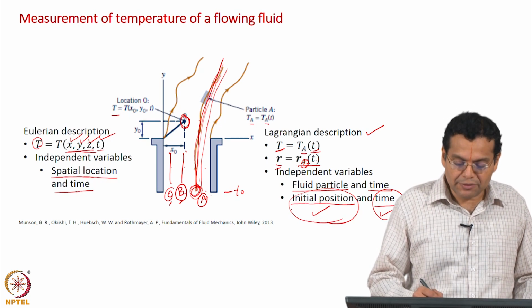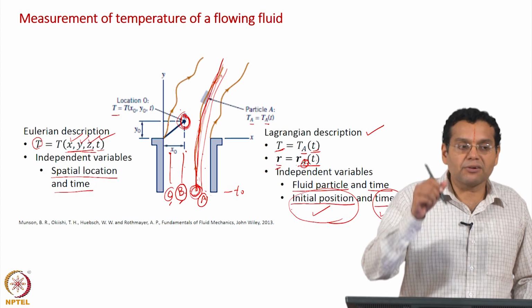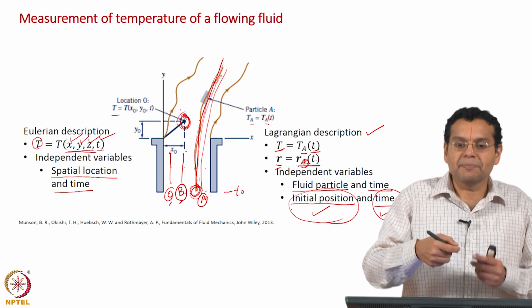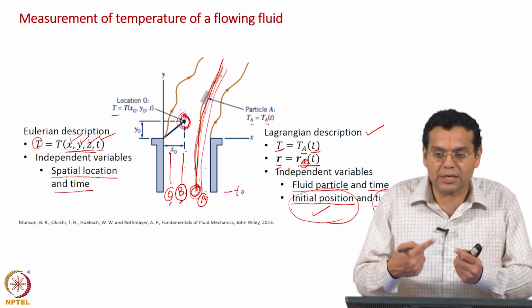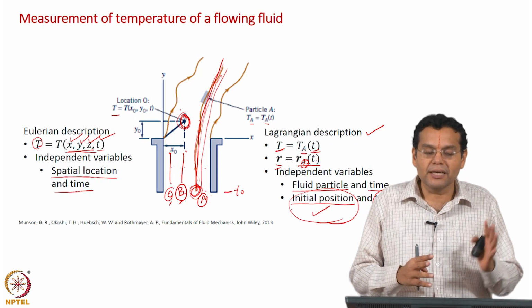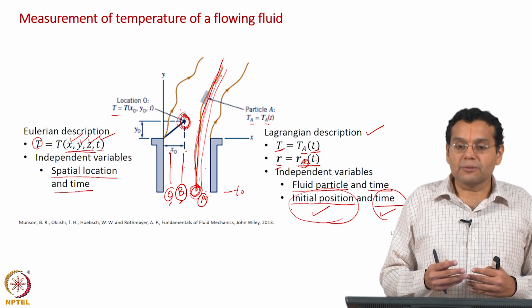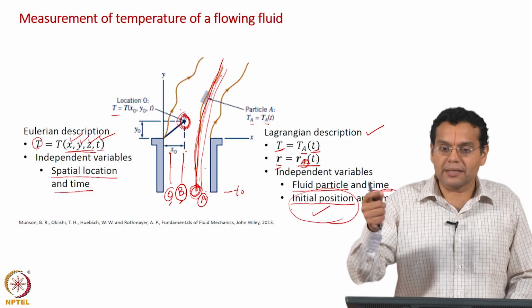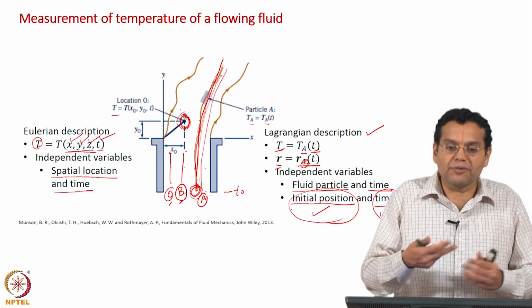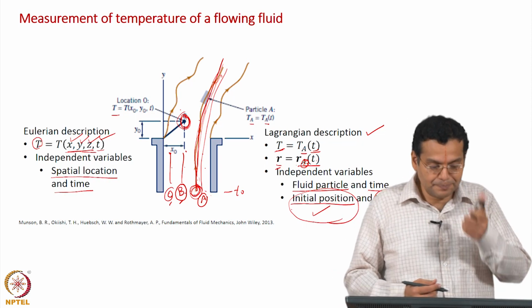In the Lagrangian case, we are following one fluid particle. In the case of Eulerian, because your sensor was placed at one particular location, it senses the temperature of different fluid particles which cross through that point. Okay. So, that should be kept in mind. One is in terms of independent variables, the other in terms of the particles which are being considered. Lagrangian is one particle, Eulerian is several fluid particles which cross that particular position of interest.